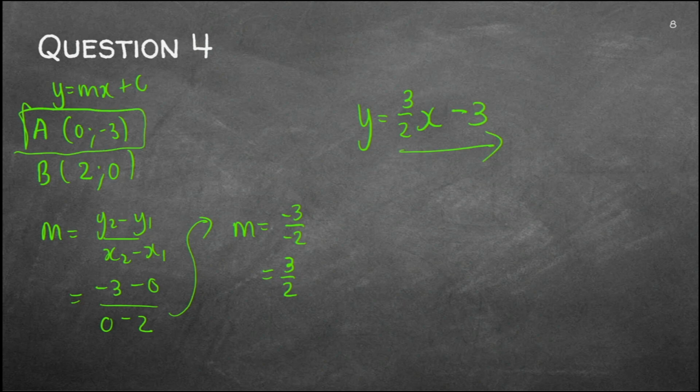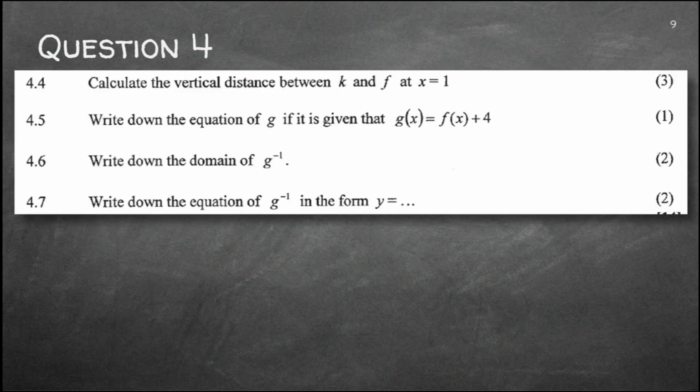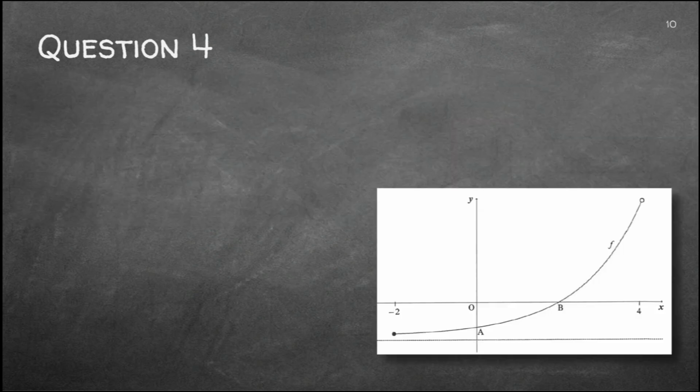And there's the answer. As simple as that. Let's quickly do the next question and continue with question 4. Calculate the vertical distance between K and F if x is equal to 1. So let's quickly go back to that sketch real quick. Let's go for a smaller version of it.